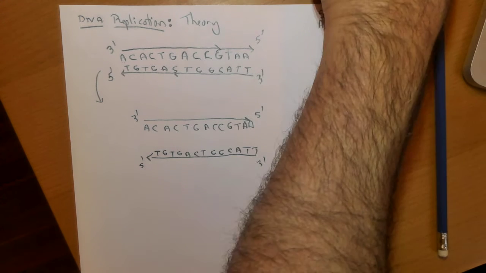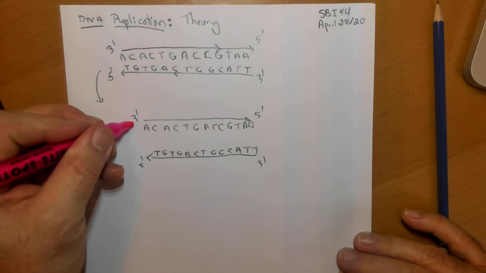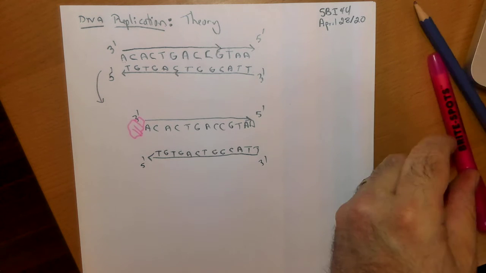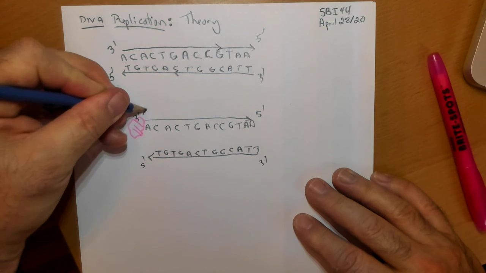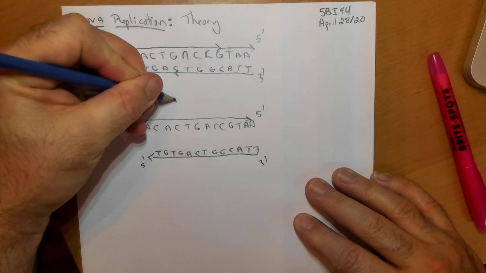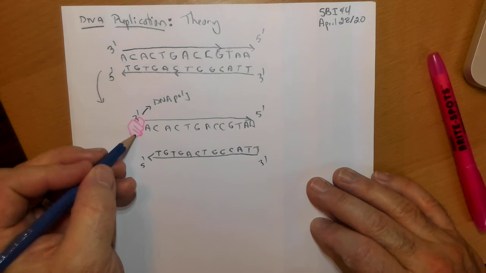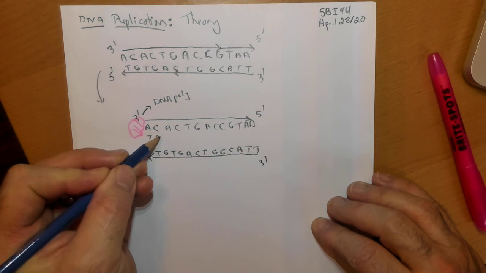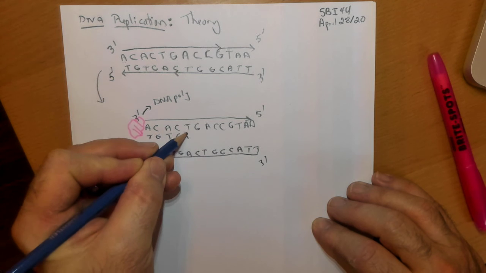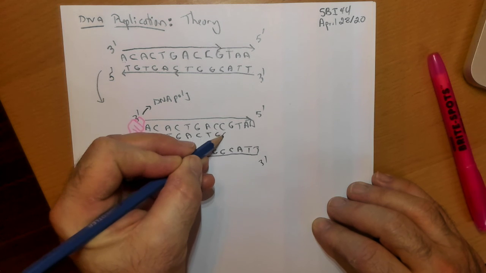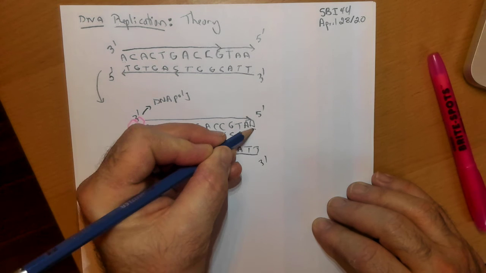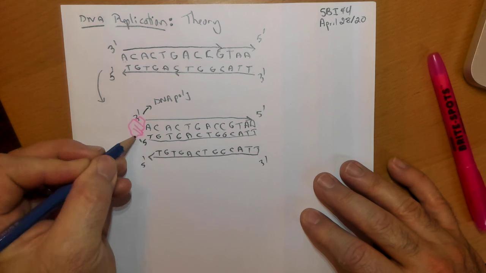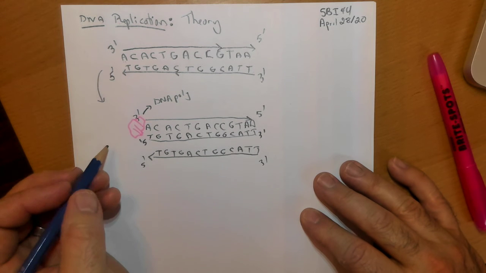So let's suppose this is my DNA polymerase. It moves from 3' to 5'. And as it does, it pops in the correct nucleotide. So if it sees an A, it pops in a T, and so on. The strand it builds will be, by definition, 5' to 3' as it gets through that.